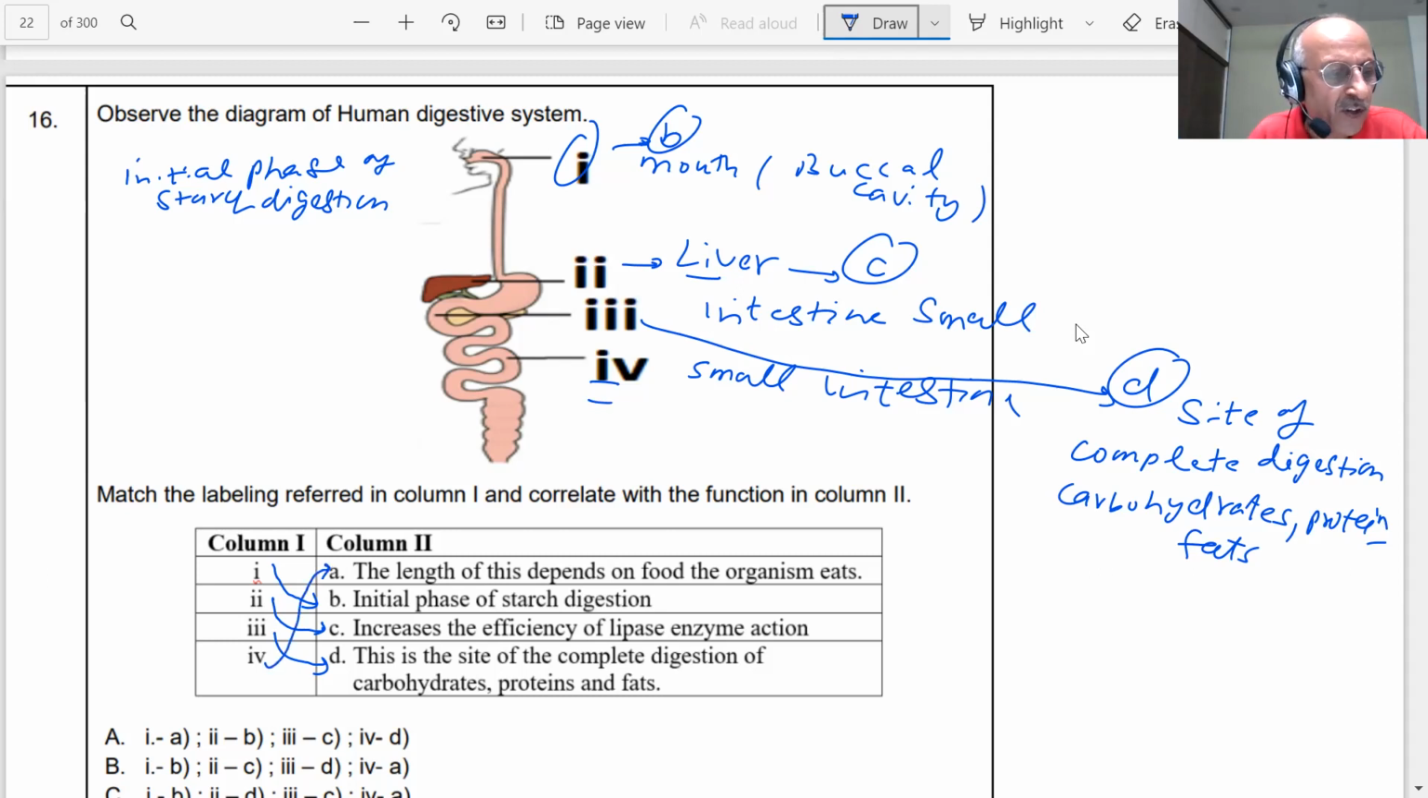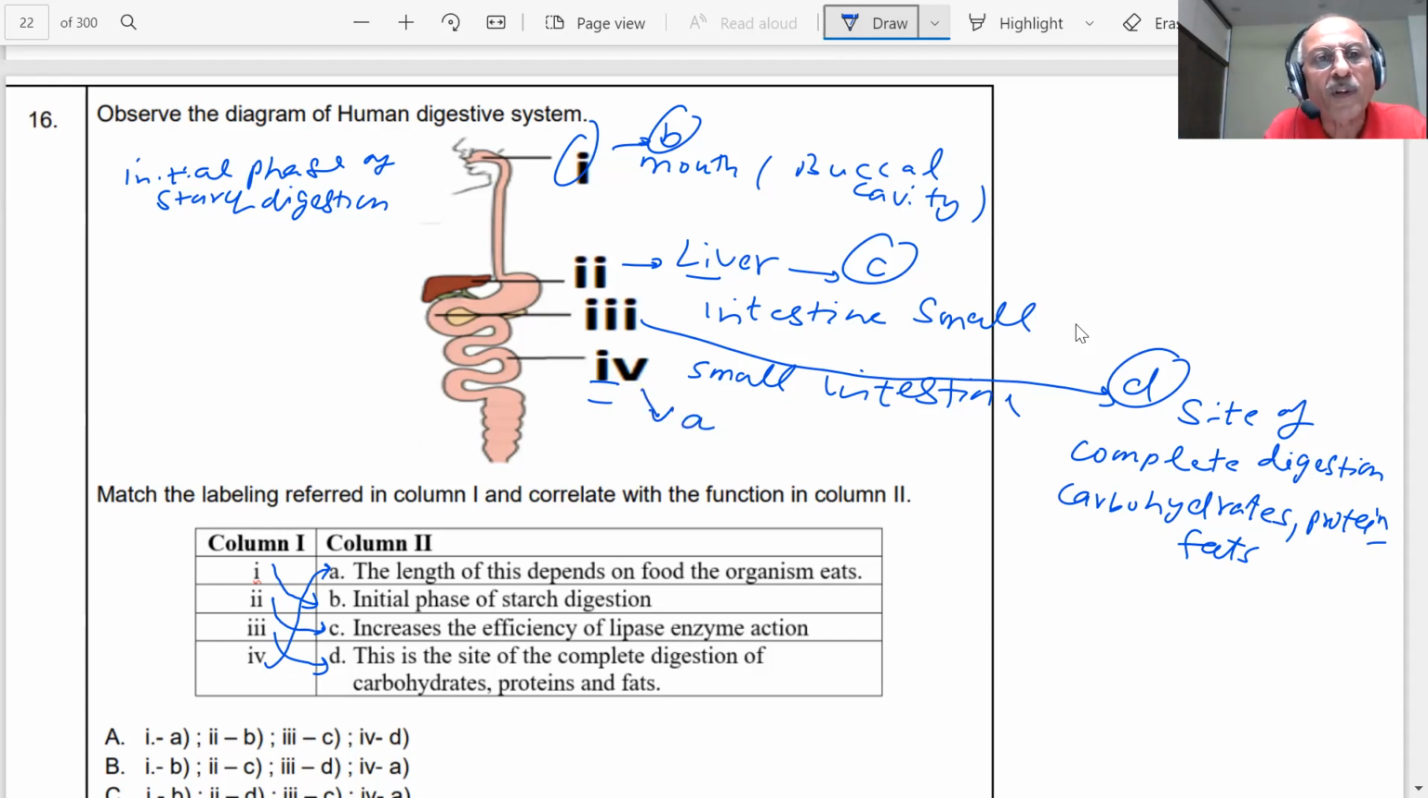You already know that the length of the small intestine differs in various animals depending upon the food they eat. Herbivores eating grass need a longer small intestine to allow the cellulose to be digested. For carnivores, meat is easier to digest. Hence, carnivores like tigers have a shorter small intestine. So, student, the fourth one is going with A.